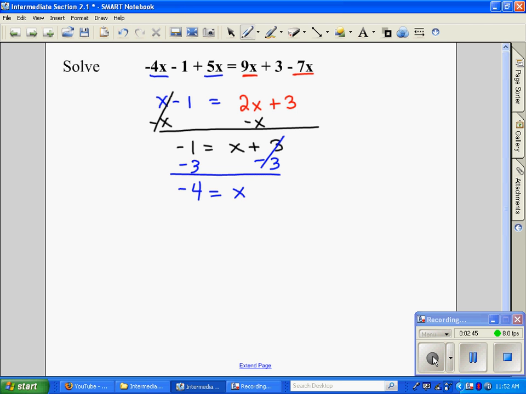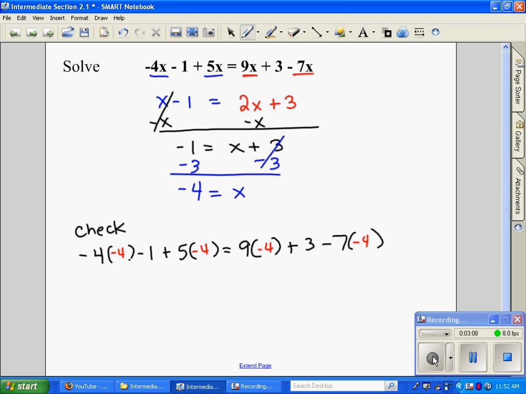We want to check our answer, so I write my original problem down, and everywhere x is at, I'm going to put a parenthesis so I can substitute. Okay, so now everywhere x is at, I'm going to plug in a negative 4 and solve this thing using order of operations. So we get 16 minus 1 minus 20 over here, and then I get negative 36 plus 3 plus 28 here. This simplifies to negative 5. This simplifies to negative 5, so it checks.